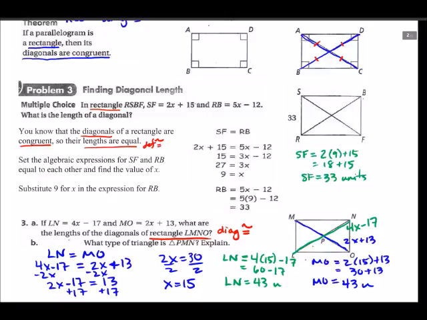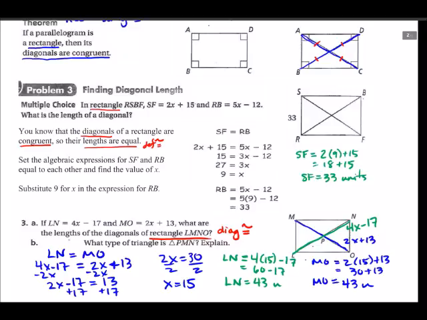This was an easy problem. We were given the lengths of the diagonals and told we had a rectangle. And we know in a rectangle, diagonals are congruent. So that lets us say that their lengths are equal. I did my algebra, found out that x is 15, substituted back in. The length of LN is 43 units. I could simply say that the length of MO is also 43 units, but I did the work out anyway to prove it. So that should have been an easy problem.